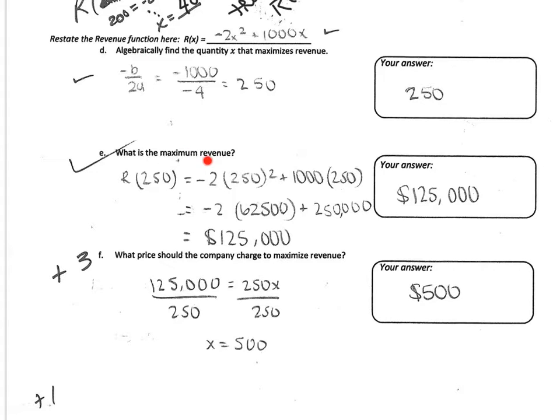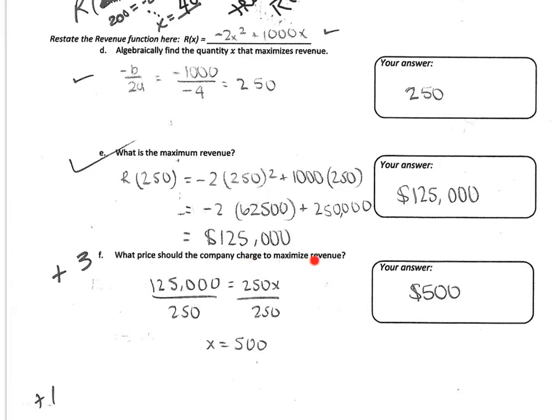So what's the maximum revenue? This is really finding the y-coordinate of the vertex for the revenue function. We already know the 250 is the x-coordinate, so take the 250 and put it in for revenue, substitute it in for each of the x's, and just simplify to get 125.